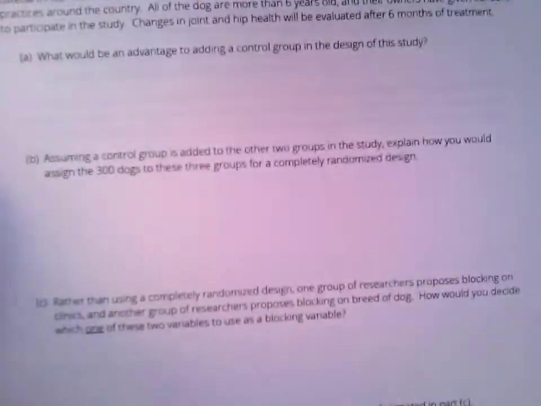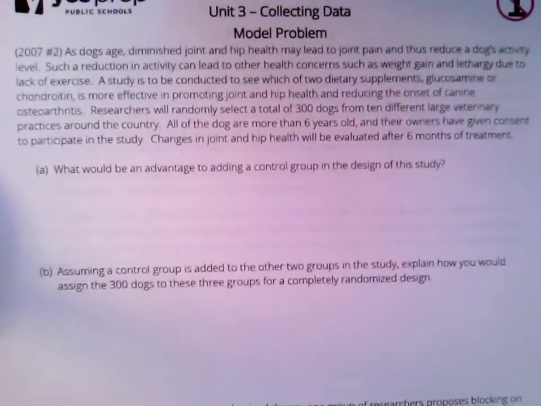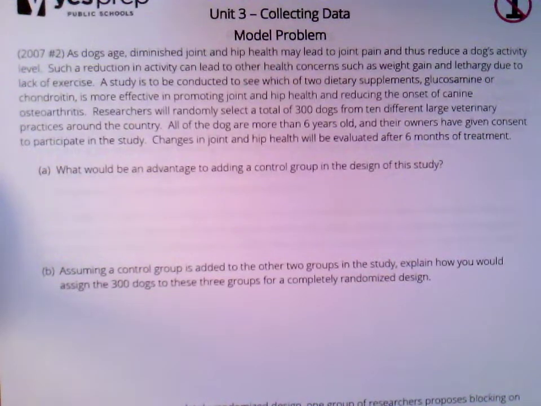All right, let's do an example problem. As dogs age, diminished joint and hip health may lead to joint pain and thus reduce a dog's activity level. Such a reduction in activity can lead to other health concerns such as weight gain and lethargy due to lack of exercise. A study is to be conducted to see which of the 2 dietary supplements is more effective in promoting joint and hip health and reducing the onset of canine osteoarthritis. Researchers will randomly select a total of 300 dogs from 10 large veterinary practices around the country. All of the dogs are more than 6 years old, and their owners have given consent to participate in the study. Changes in joint and hip health will be evaluated after 6 months of treatment.